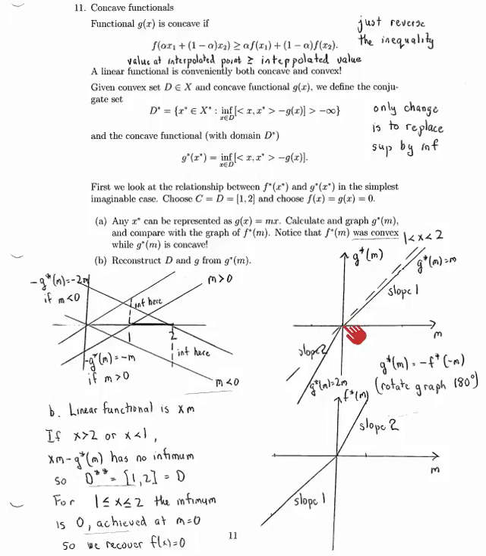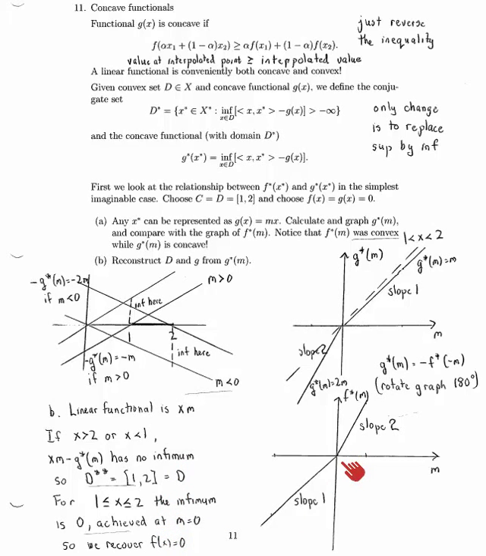If we choose a line whose slope is less than 1 or greater than 2, that line, no matter where we place it, is going to intersect this graph. That means there is no infimum, and that just means that that value of x is not in the domain d star star, so we have reconstructed the domain d as the interval from 1 to 2.